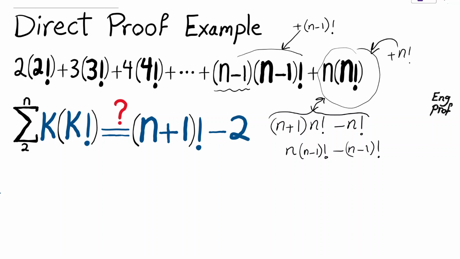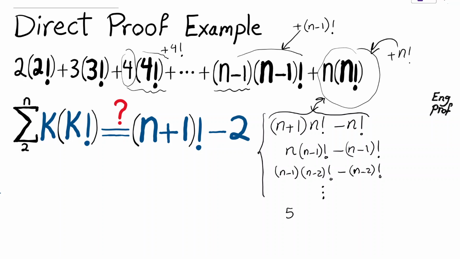So we have to add all these components as part of this summation together. Repeat this for the next one. You will end up seeing that you have (n minus 1) times (n minus 2) factorial, and then minus (n minus 2) factorial. Okay, so if we use an ellipsis and keep doing this, we get to 4 times 4 factorial, which you can add an additional 4 factorial to, which increases this 4 to 5. So you get 5 times 4 factorial, and then minus the additional 4 factorial you added.